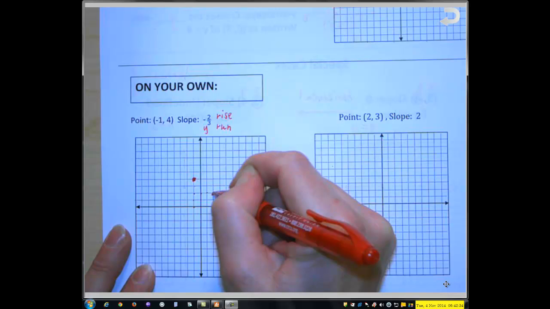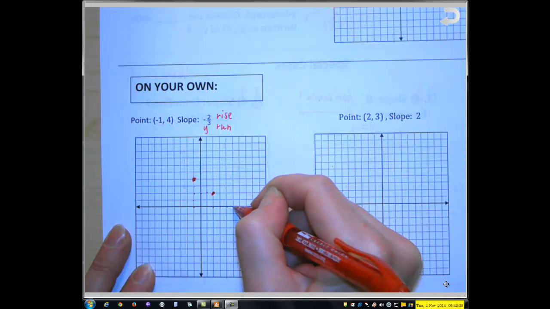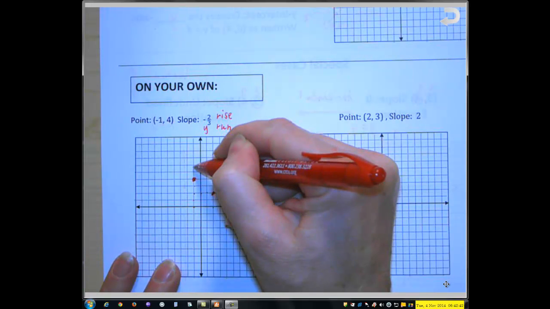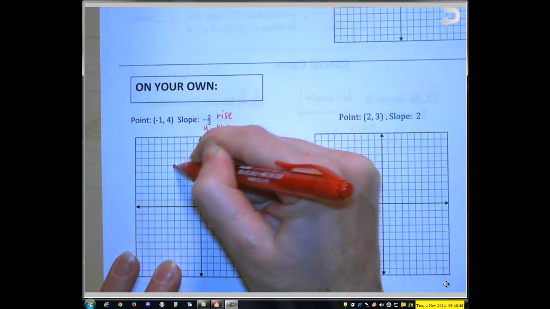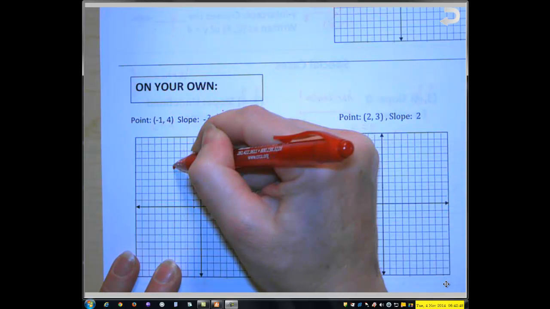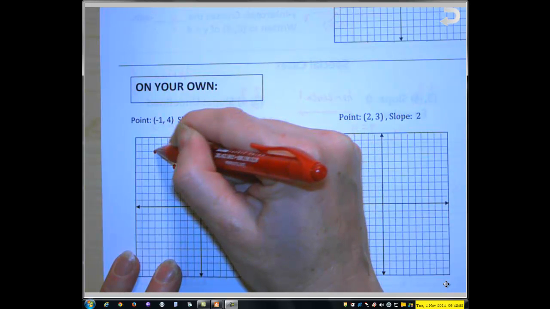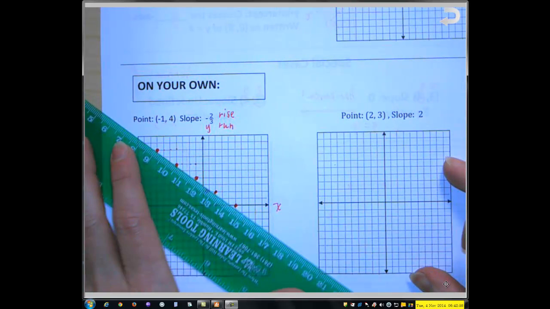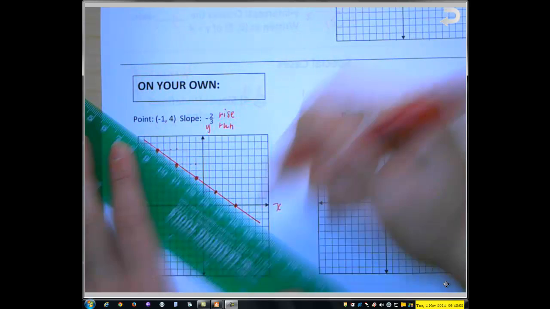We'll do that a couple of times. Down 2 and to the right 3. Or notice that if we went up 2 and to the left 3, if we reversed both of those directions, it also gives us a line with a negative slope. So now we'll graph a line in between these points.